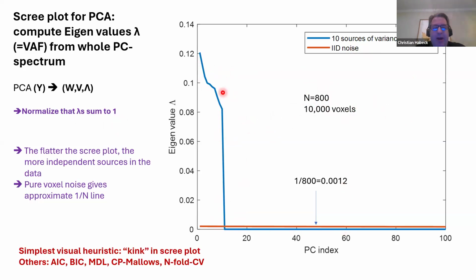And just imagine now I created random IID noise, taking that same signal, but permuting all the voxels within each subject, and so making total noise. And then you see this line here, that's roughly 1/800, 0.012, the orange line. That's also sometimes called the eigenvalue bigger than one criterion, right? So if I had normalized it to 800, my total variance in the data array, then the line would be at 1, and everything over this line sometimes is interpreted as meaningful signal, right?